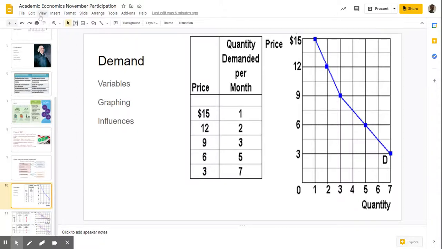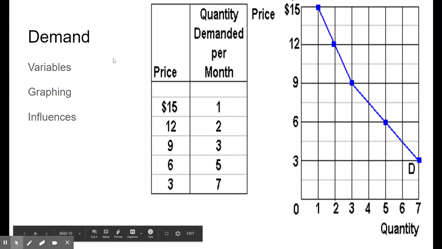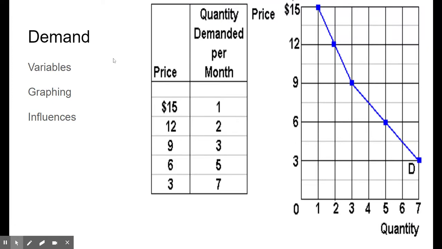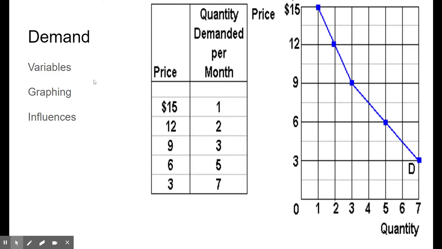All right, so let's talk about demand. So first of all, there are variables, the two variables that are important for demand. So the variables are quantity and price. So those are the two most important variables.